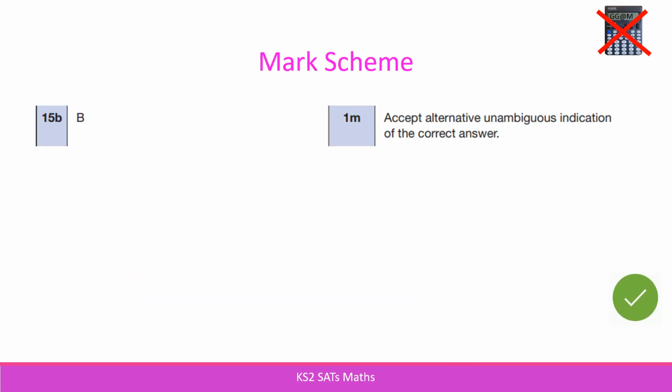The mark scheme on this question shows the answer is B. 1M means 1 method mark. It does say accept alternative unambiguous indication of the correct corner answer. So for example, if you'd circled B on the diagram rather than writing B in the box, you would have been allowed that to be correct.